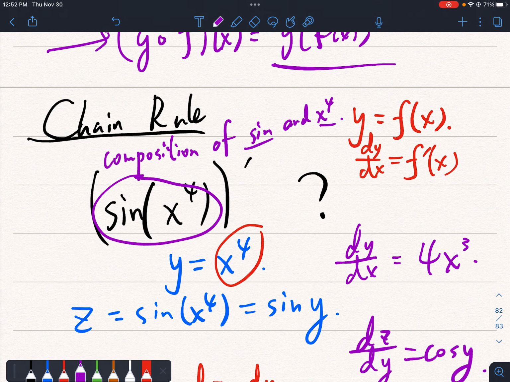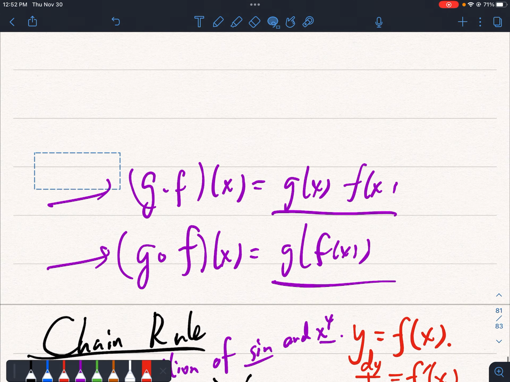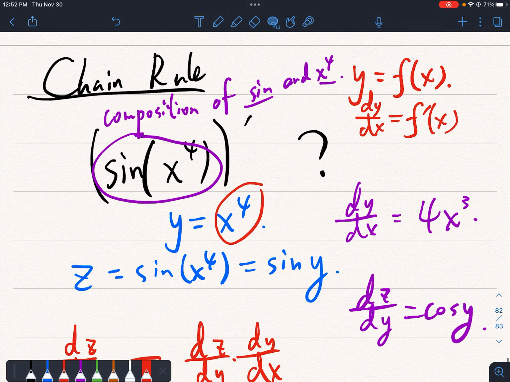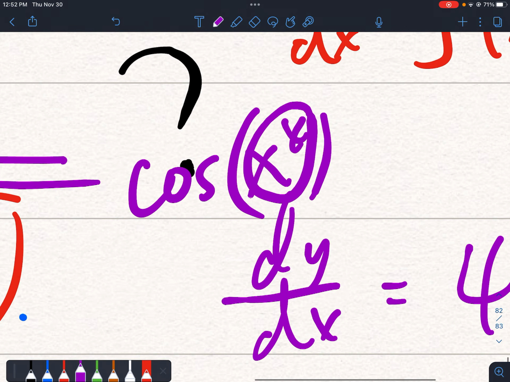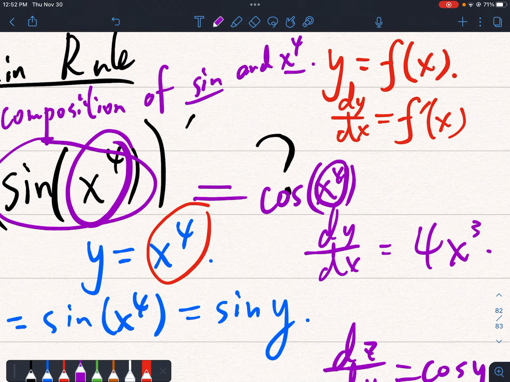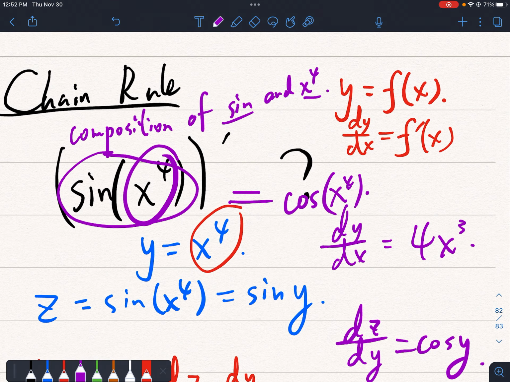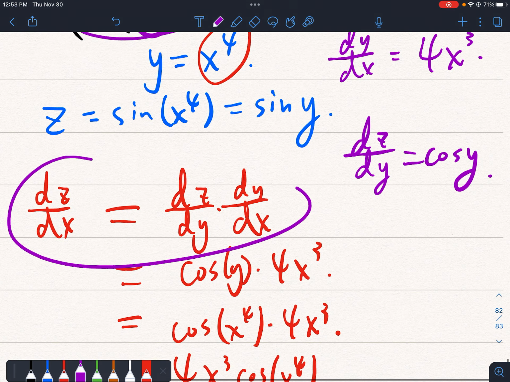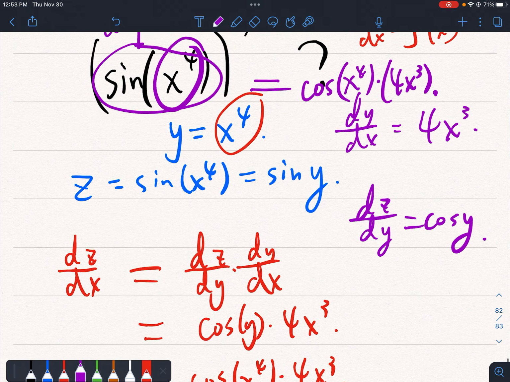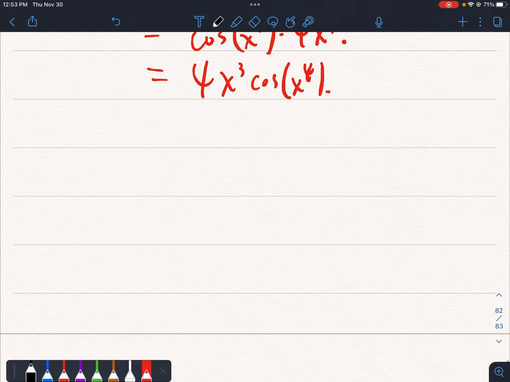One might ask why it is not called, let's say, the composition rule. I mean, you can call it a composition rule, but if you think about it as a chain rule, then it makes sense because you just think about this x to the power 4 as a variable, and then take the derivative, and you get cos of this variable, right? And then you take the derivative of this variable with respect to x, so you multiply it by 4x cubed. This gives you the answer.